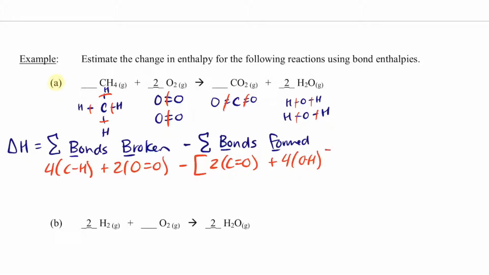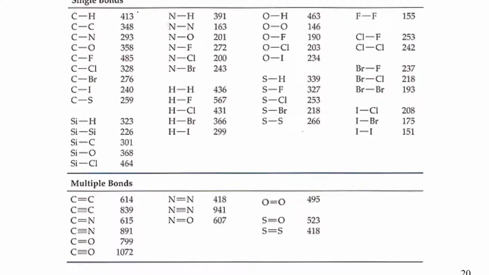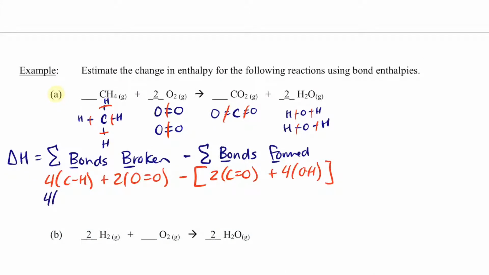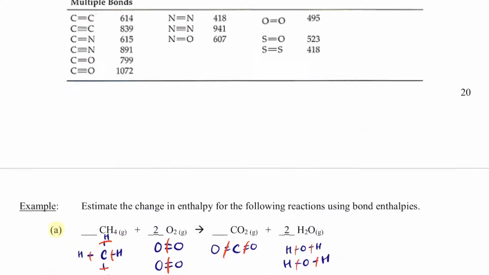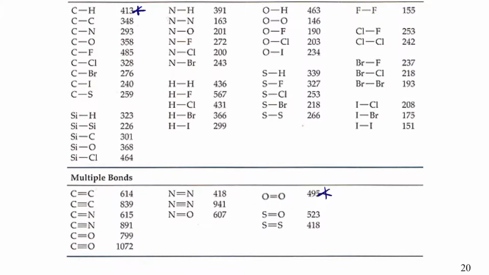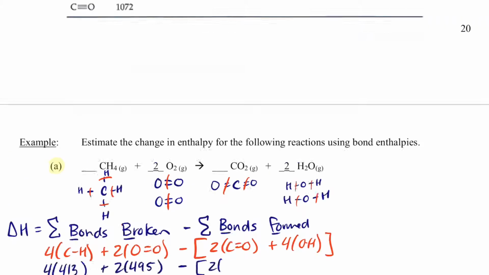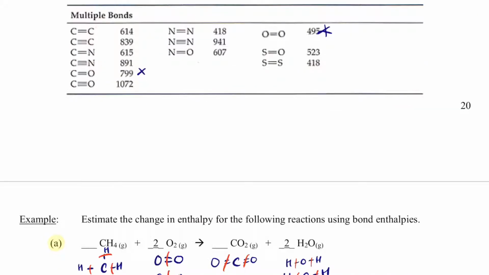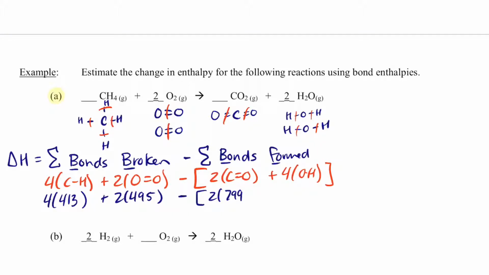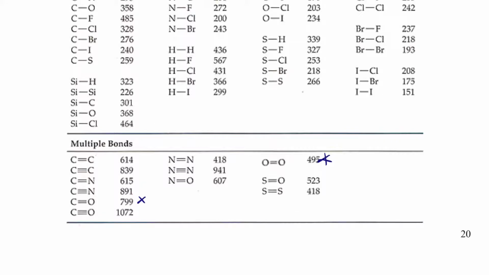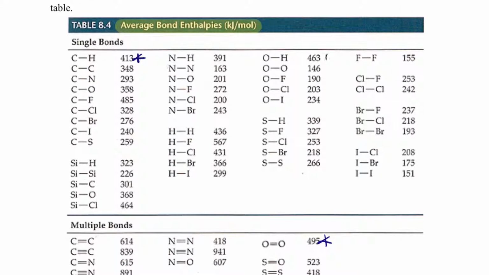OH bonds. And so to get these values, I need to look at this table up here. A CH bond is 413. An OO double bond is 495. I'm going to subtract away 2 times CO double, 799. These are in kilojoules per mole. I normally would put kilojoules per mole, but because of space, I'm just going to leave it out to make my work not too messy. Then I have 4 OH bonds, and that's going to be 463.